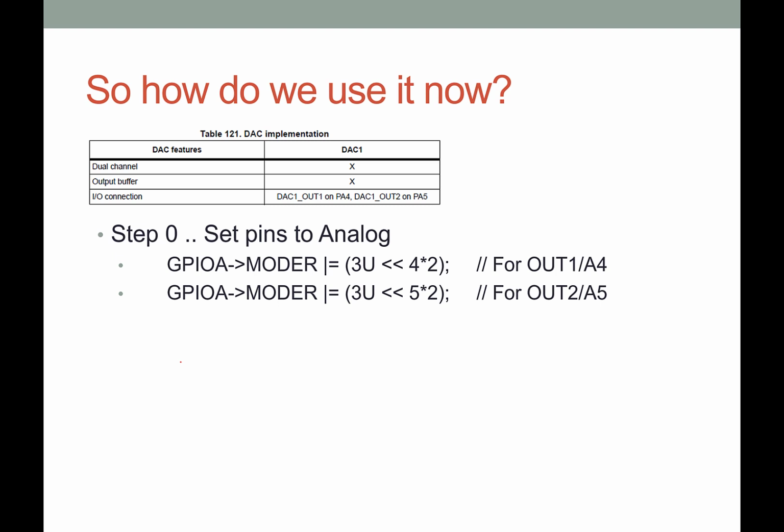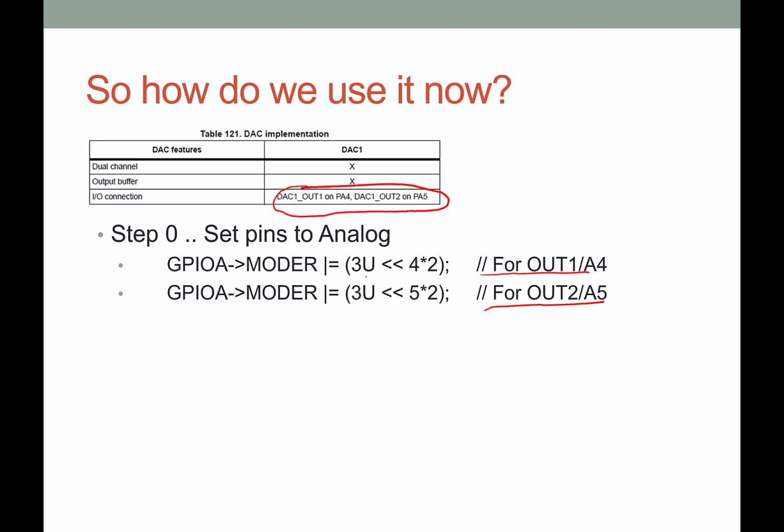Okay, so again, how do we use it? Well, if we have our digital to analog converters, we have these two right here that we're trying to use, PA4 and PA5. Just like the analog to digital converter, we have to set the pins for PA4 and PA5 to analog. So here you see it.